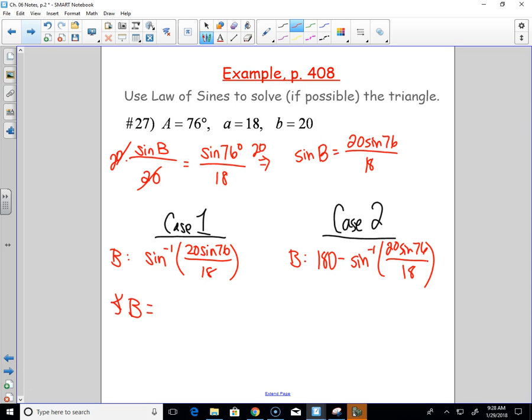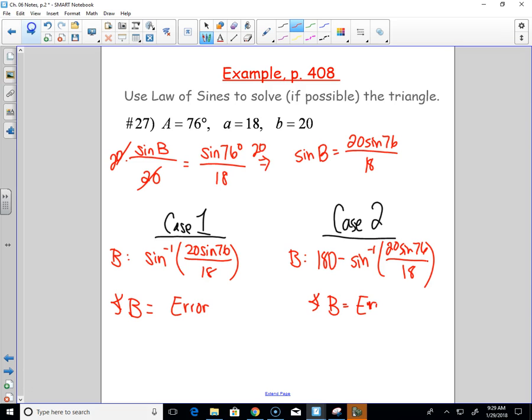When you plug in the sine inverse to your calculator, anybody beat me there yet? 20 sine of 76 all over 18, but we're trying to take sine inverse of that. So anybody figure out that that actually ended up being 1.07 that we were trying to take sine inverse of? So if we try to do this, our calculator says error, so guess what it's going to say when I try to do 180 minus error?